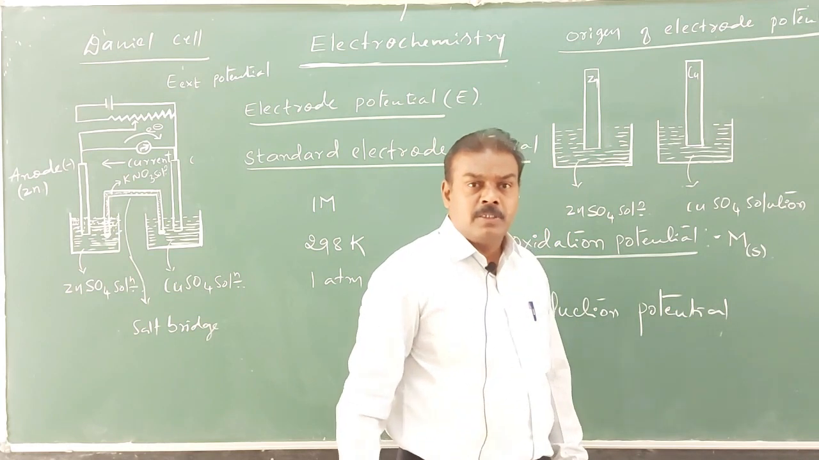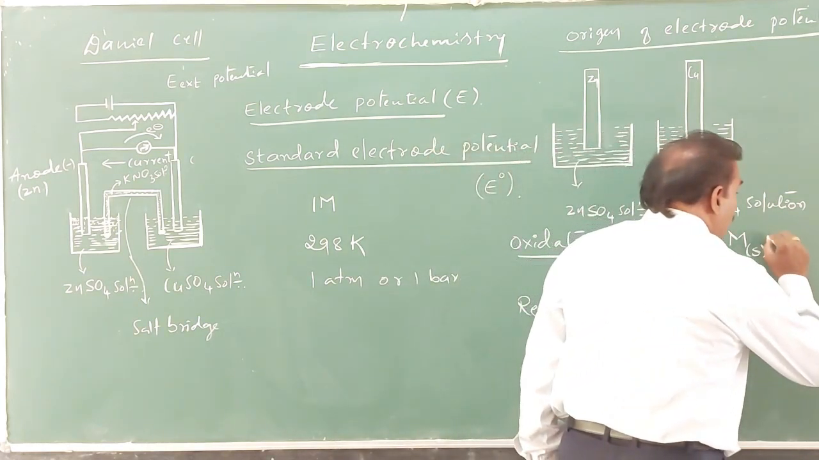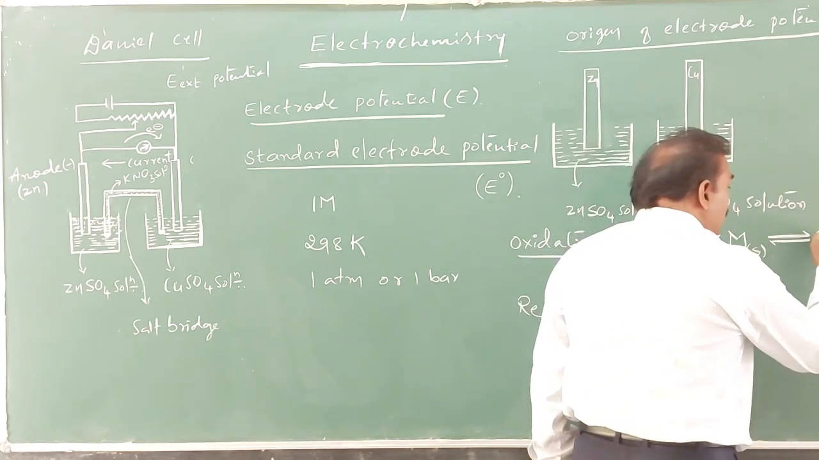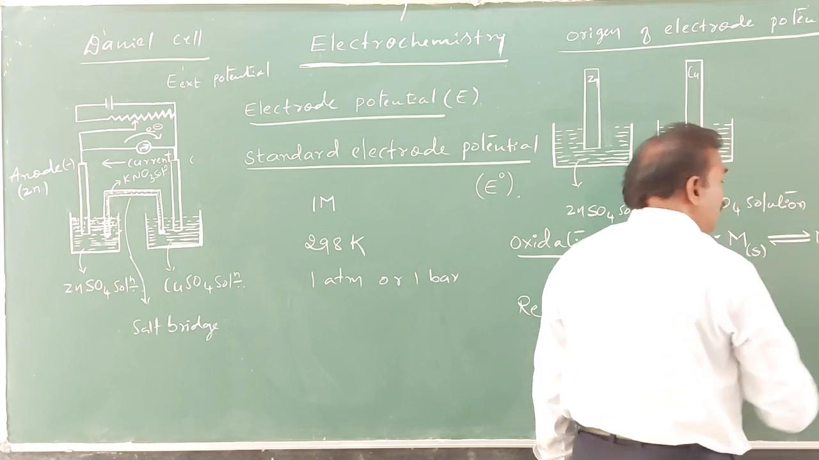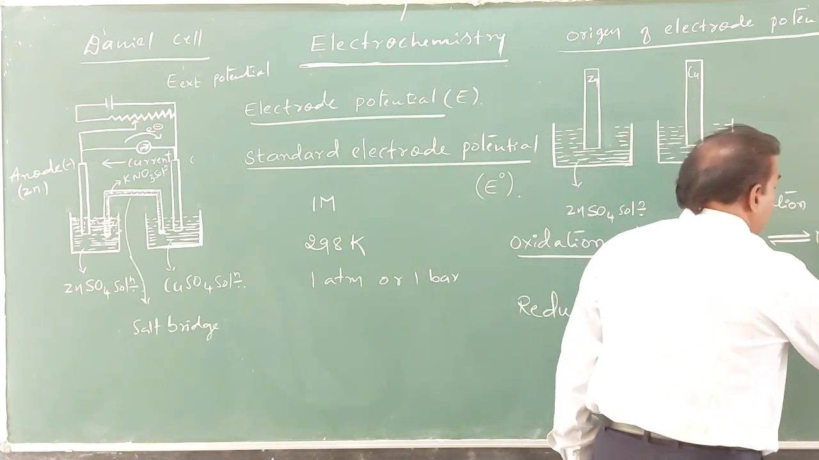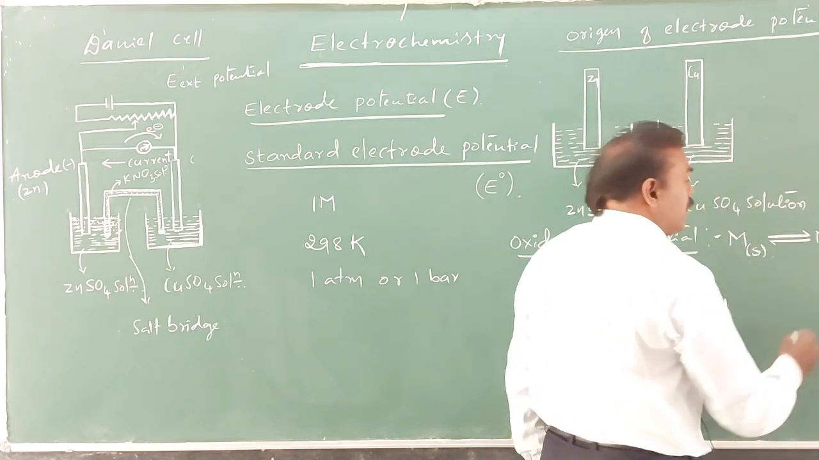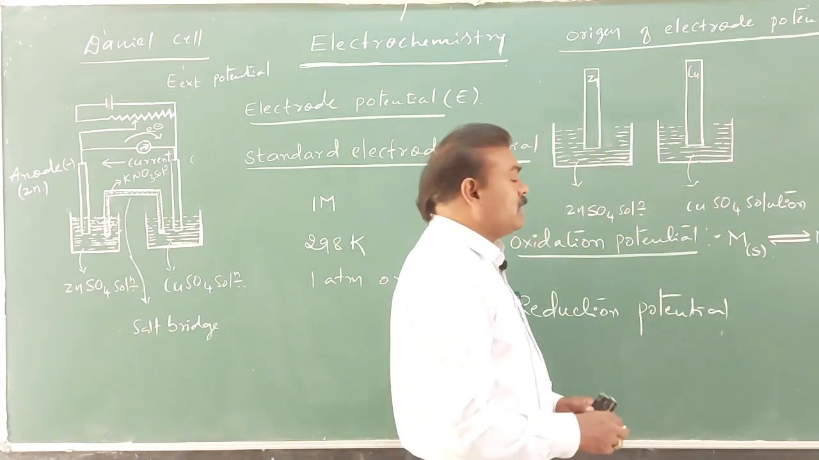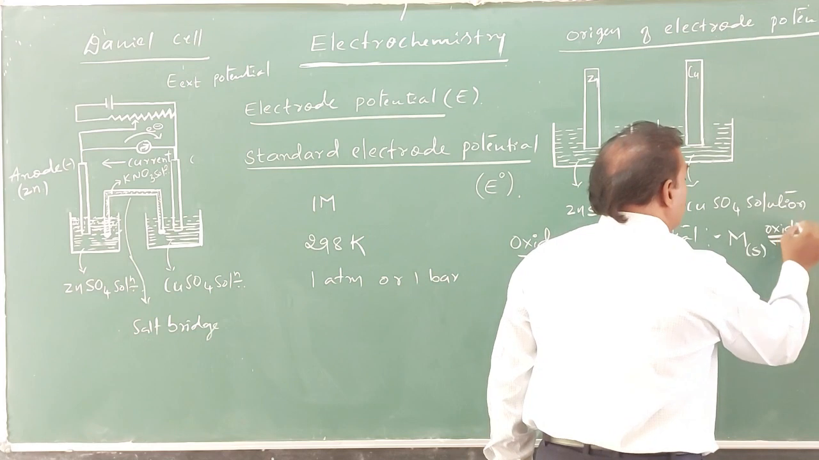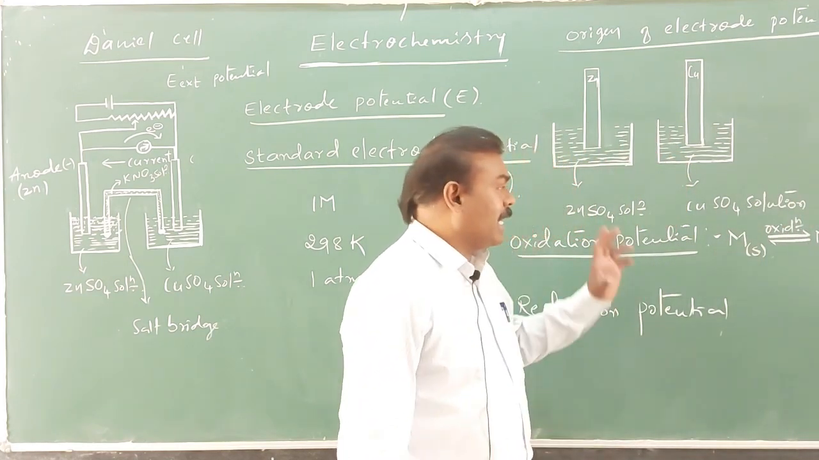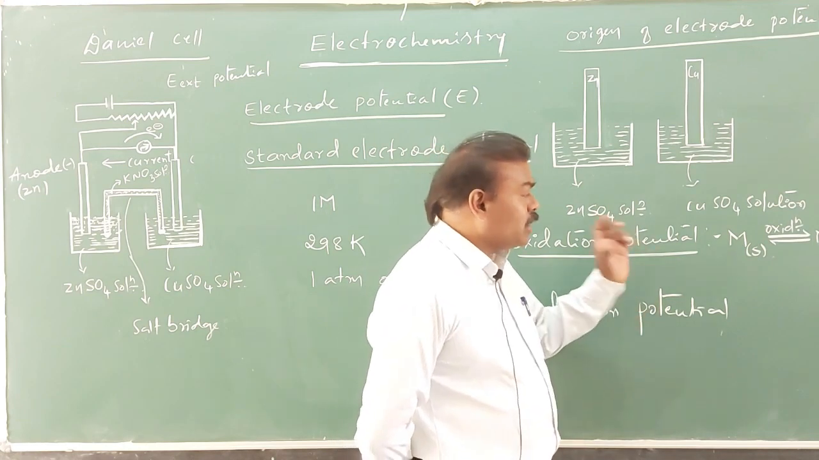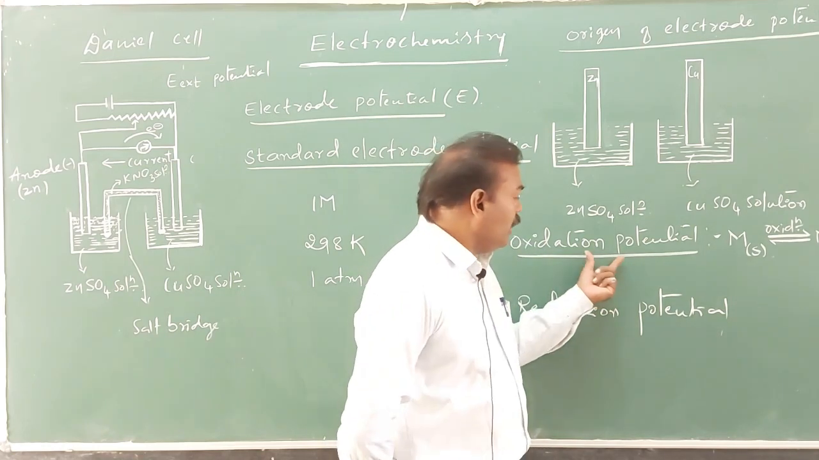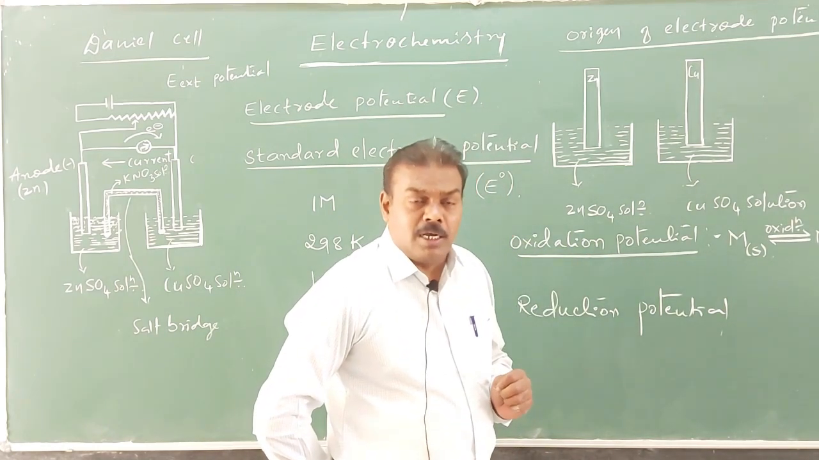Metals are usually solid, and it undergoes oxidation, which means it loses electrons. By losing electrons, a positive charge will be developed on the metal, and at the same time the electrons will be lost by the metal. How many electrons? n electrons. How many positive charges? n positive charges. This is what is called the oxidation reaction. Oxidation potential means the tendency of a metal to lose electrons.